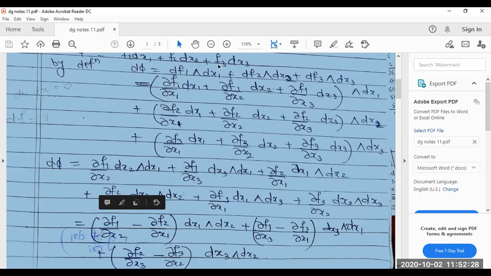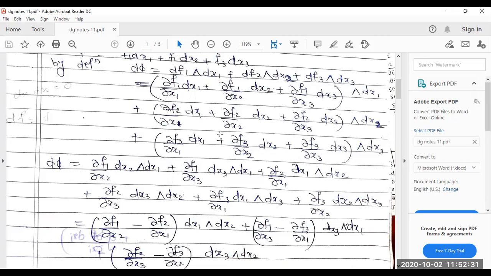Now, if you see this expression, in total 3 plus 3 plus 3, we have to evaluate 9 terms. But we know dx1 wedge product with dx1 is 0. Similarly, dx2 wedge product with dx2 is 0, and dx3 wedge product with dx3 is also 0. So out of those 9 terms, we will remain with only 6 terms. Why is this so? Because the exterior product, or wedge product, of a one form with itself is equal to 0. So the first term is 0, and in the second term we remain with dou f1 by dou x2 dx2 wedge product with dx1.